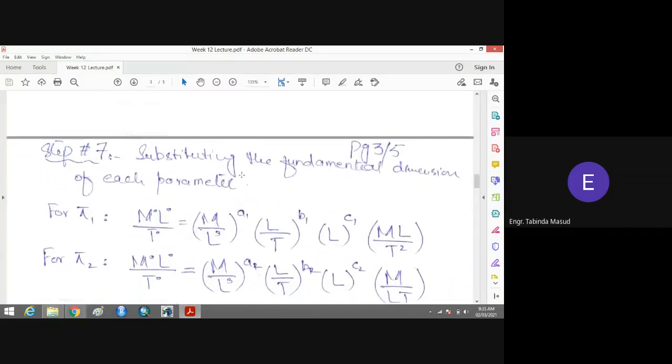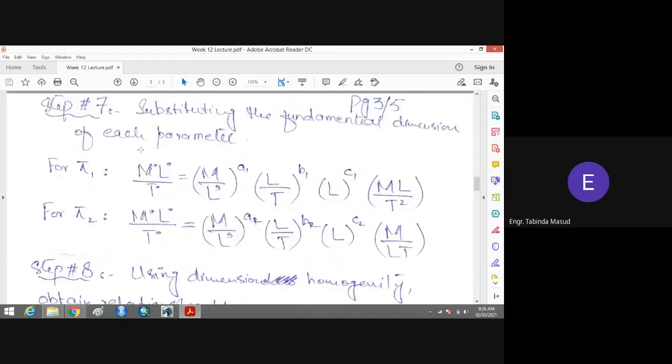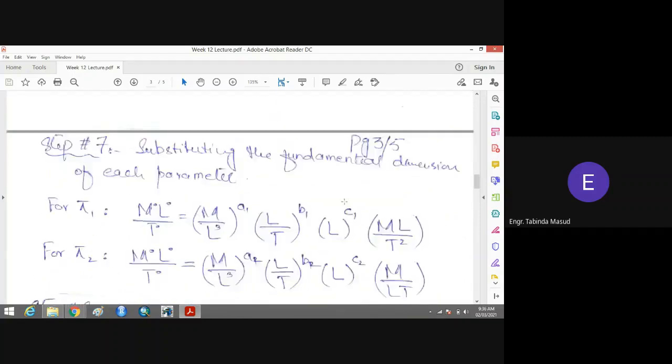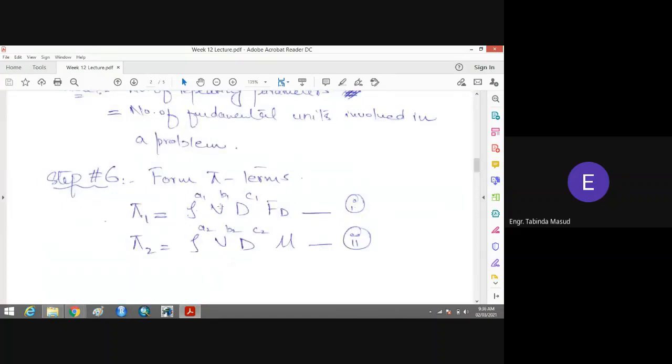We will put the fundamental dimensions of all these parameters in equation number 1 and in equation number 2. What is pi 1? Pi 1 has no dimension. Therefore, you can see here for pi 1, I have written M naught L naught T naught, and then I have written the dimensions. One important thing, we have to give exponents to the repeating parameters only. You can see here a1, b1, c1, a2, b2, c2. So I have given exponents to the repeating parameters only. There should be no exponent for the non-repeating parameter.